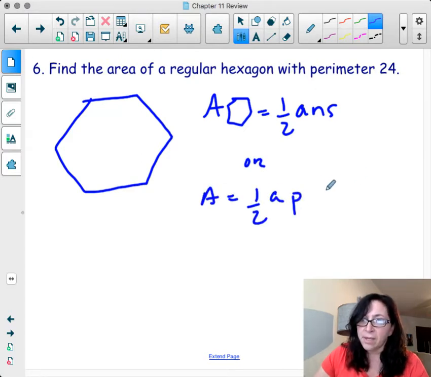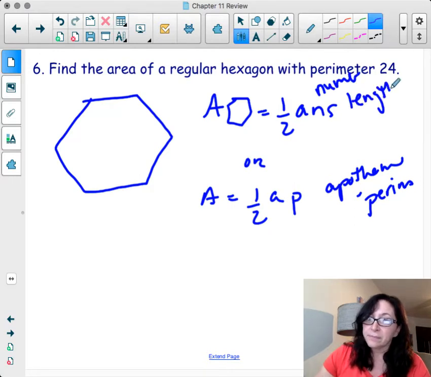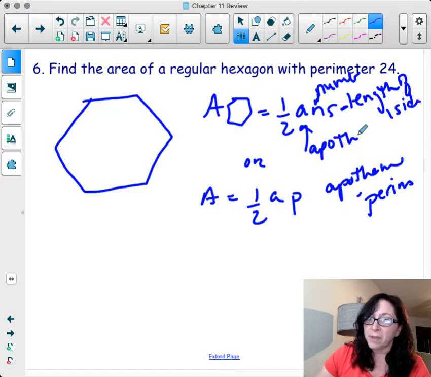For this one, it's our apothem times our perimeter. Whereas this one here is our apothem times the number of sides times the length of one side. So that's your s. Your s is your length of one side, n is the number of sides, and a is your apothem, or apothem, depends how you say it.